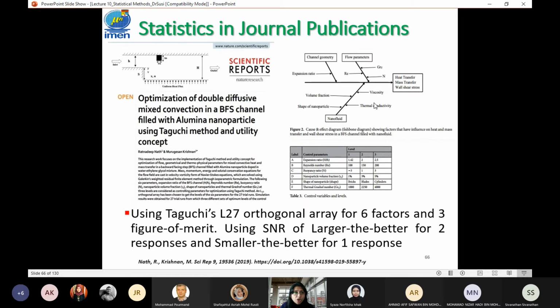Similarly, in your master's and PhD studies, if you are trying to use statistical methods, you need to know what factors affect your experimental work, and what your output parameters are. We call these figures of merit, whether you're looking at voltage, variance, frequency, or optical intensity. This is what we call figure of merit, the response or the output. You need to know what is the input parameter and what is the output parameter.